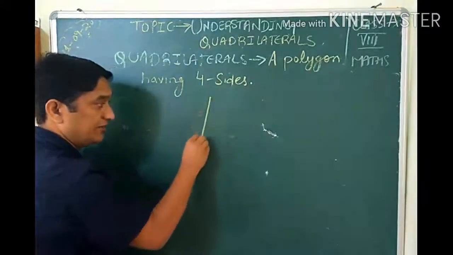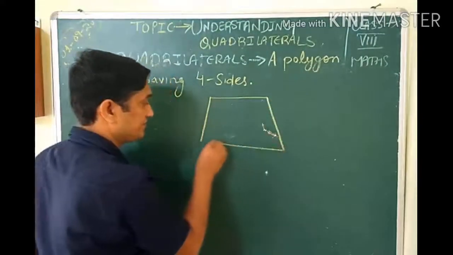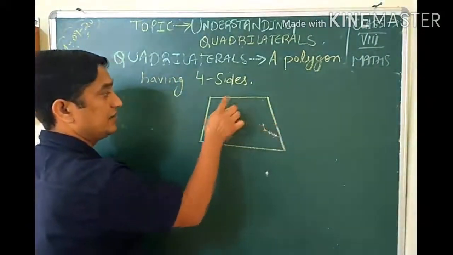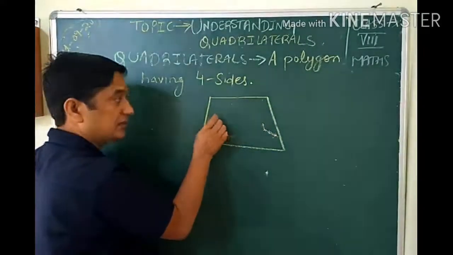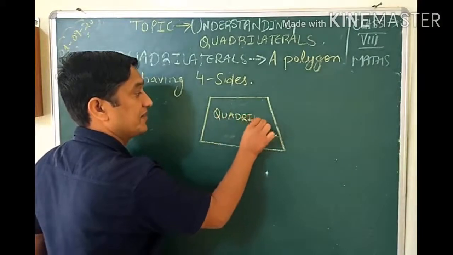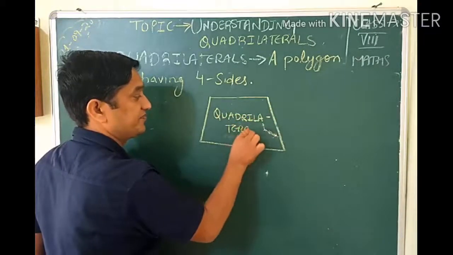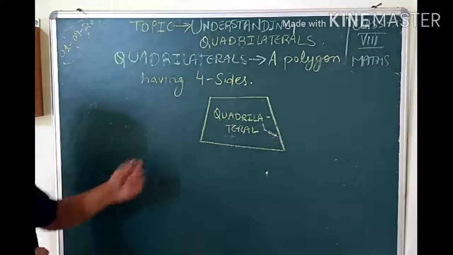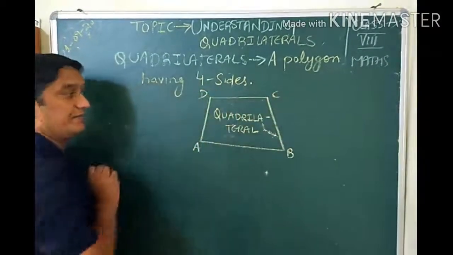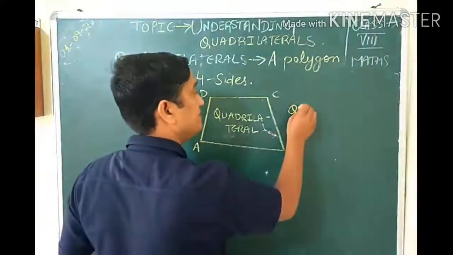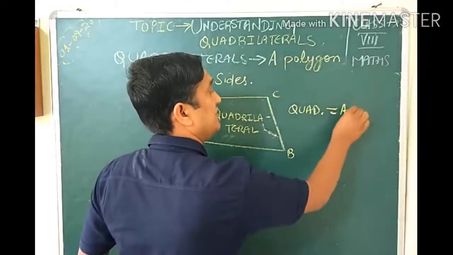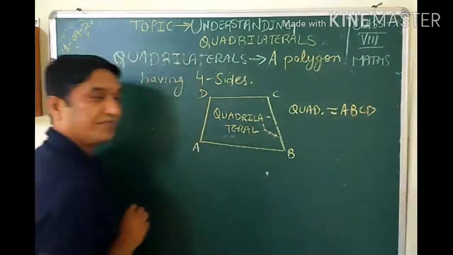Now children, look at the board everyone, like this. This is a 4-sided figure, side 1, side 2, side 3 and side 4. This polygon is called a quadrilateral. Now we will name this quadrilateral A, B, C and D. So this is quadrilateral ABCD.